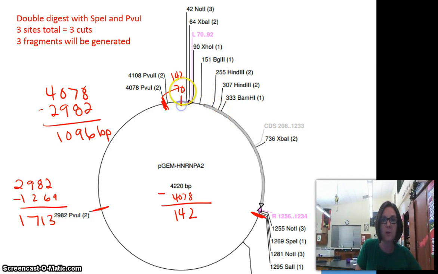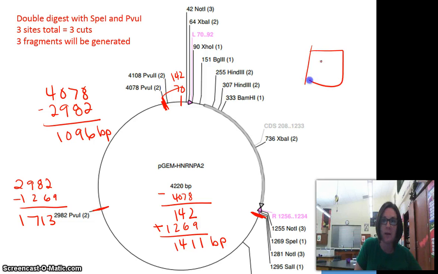Then we had to go from 0 all the way to 1,269 to get to the SpeI site. So basically I just need to add 142 to the 1,269, I'm adding this time, and I get 1,411 base pairs. So this fragment would run in between those two.